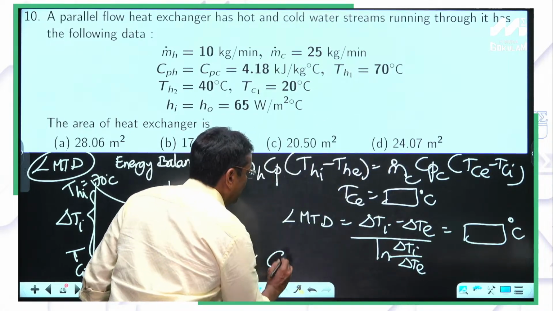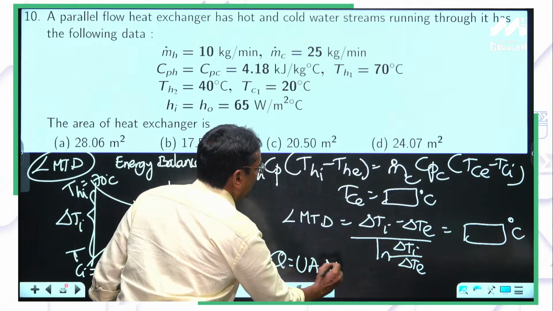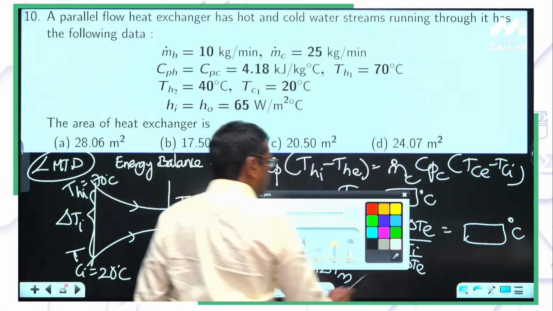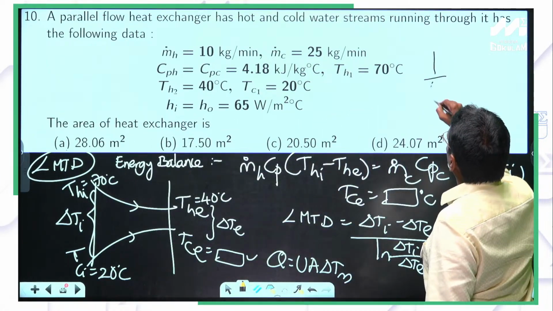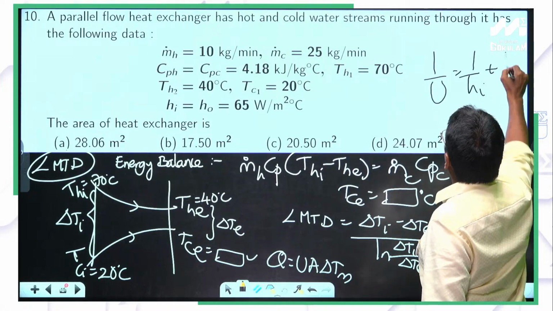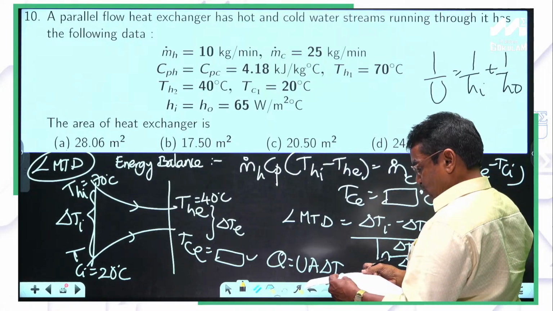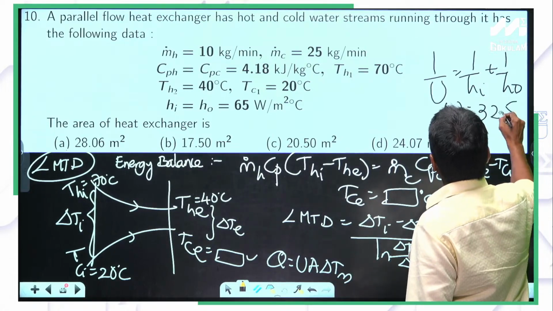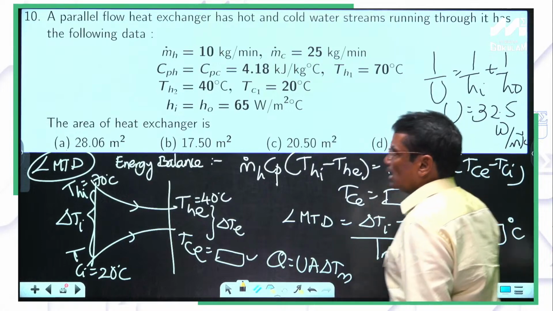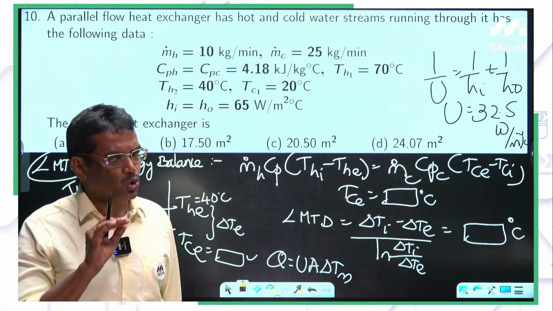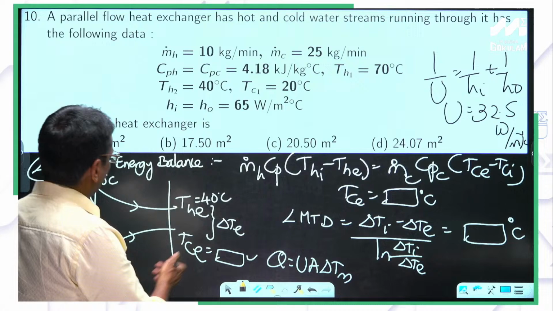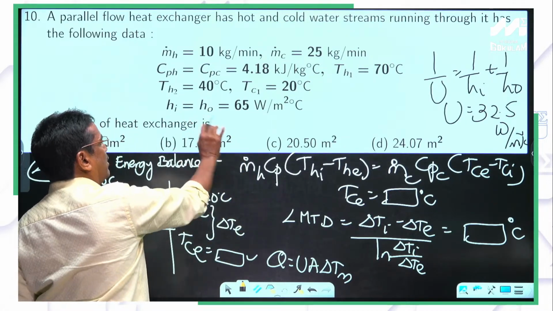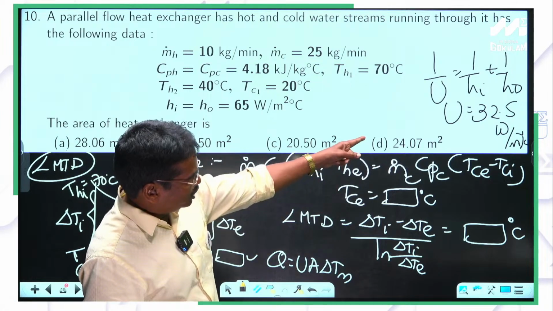Then you can use Q is equal to UA delta Tm. Is the U given there? No, U is not given. It can be calculated. If U is not given, it can be obtained from the formula 1 by Hi plus 1 by Ho. From that, U has been obtained as 32.5. What is that U? Overall heat transfer coefficient. Mostly in GATE problems, U will be given. Here it is not given. The convection heat transfer coefficients inside the pipe and outside the pipe have been given. If the overall heat transfer coefficient is not given, you can obtain it like that.